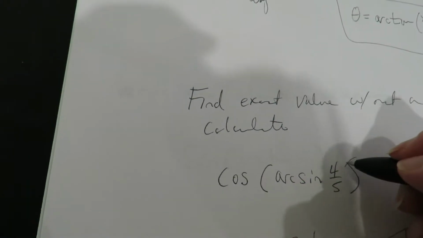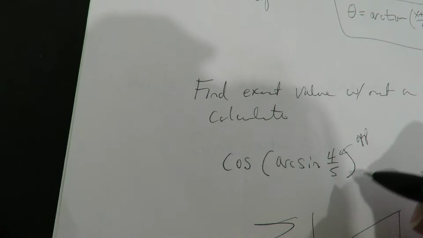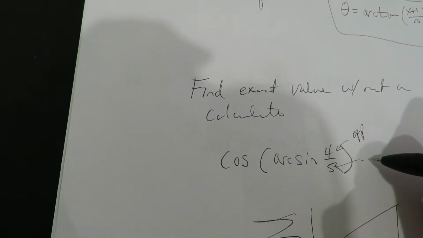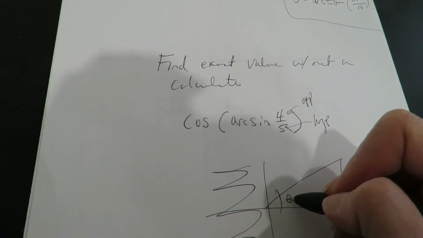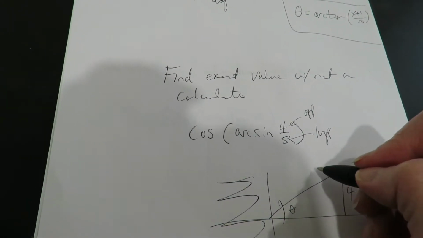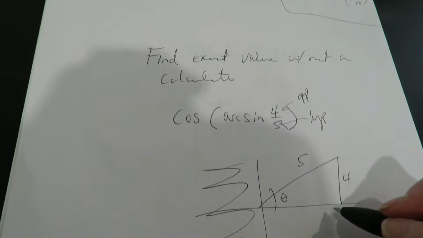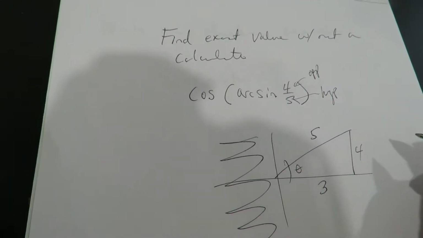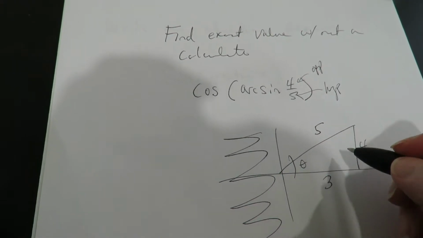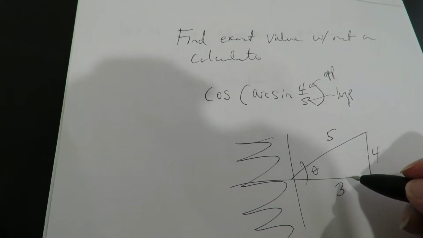So this is the opposite. This is the hypotenuse. Okay, so the opposite is 4. The hypotenuse is 5. If you do the Pythagorean Theorem, you're going to get that this is 3. I just happen to know it, but it's just Pythagorean Theorem finding the missing side. You may know it too.